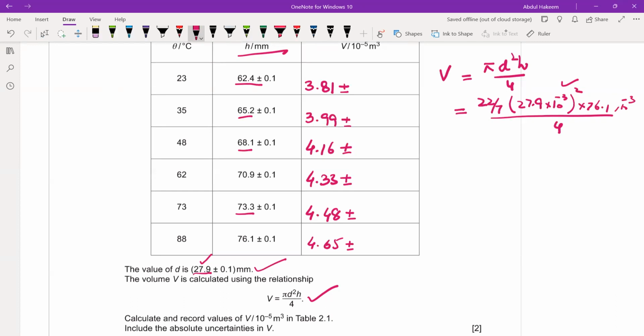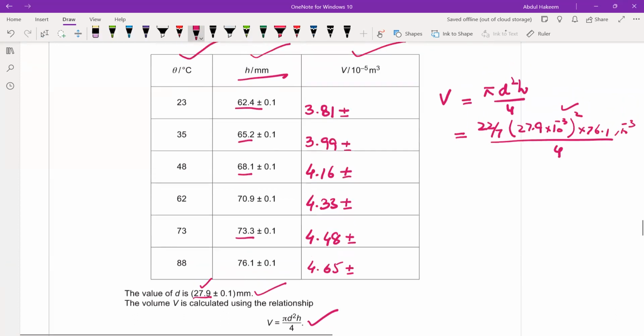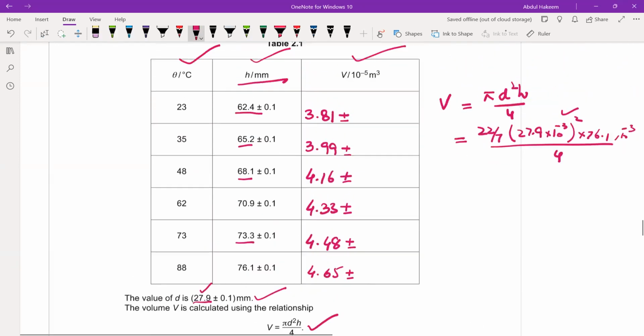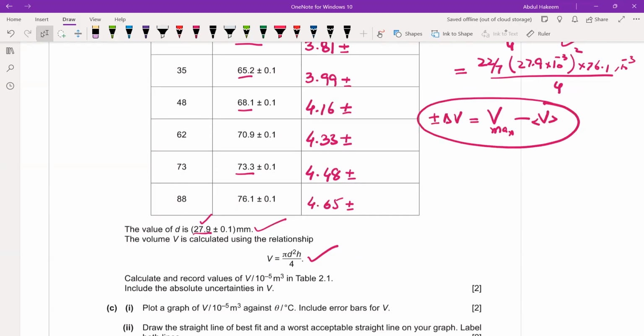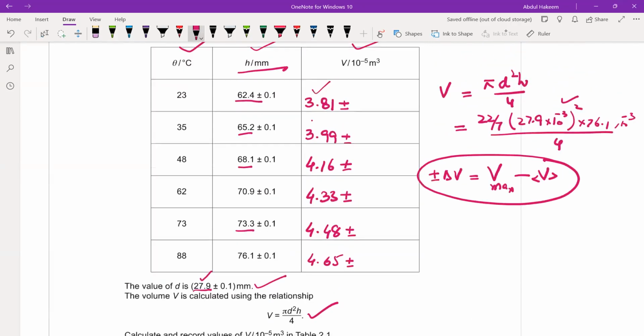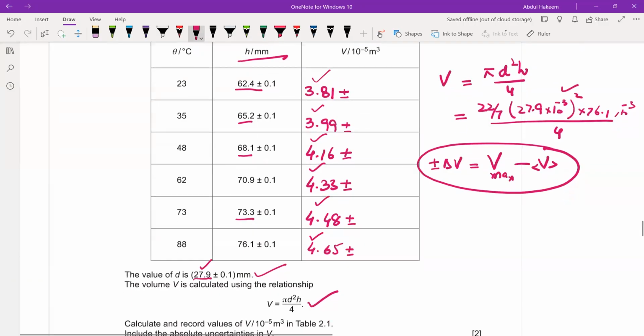Now we have to calculate the uncertainties in V. The formula for the uncertainty is plus or minus delta V, the maximum value of V minus the average value of V. This is the general formula for the error: the largest value minus the average value. These calculated values are actually the average values, and we have to calculate V maximum.